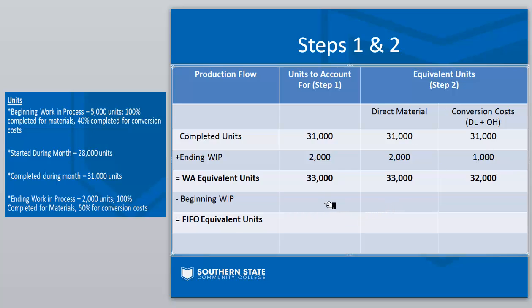So our beginning work in process, we're going to pull 5,000 units and back that out. It says 100% completed for material, so I'm going to put 5,000 under direct material. It's only 40% completed for conversion cost, so I'm going to put 2,000 in there. 5,000 times 40% done is 2,000. So we'll subtract our weighted average equivalent units minus the beginning work in process, and that gives us a FIFO equivalent unit.